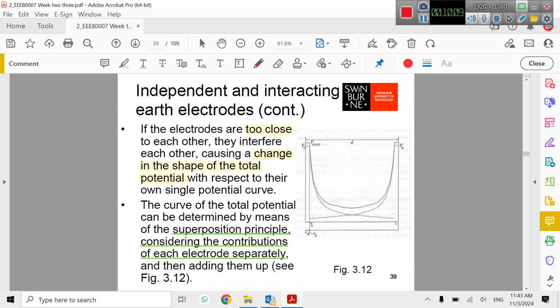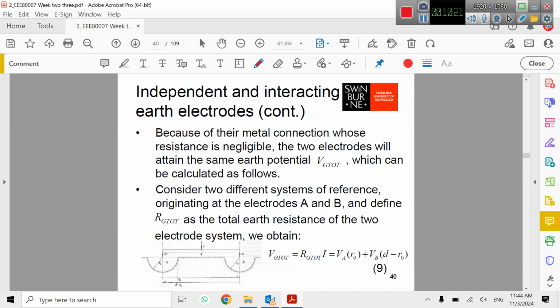For calculating the potential for two electrodes, we use the superposition principle, considering the contribution of each electrode separately. So you can see here the total ground voltage is the total ground resistance times current. Here we assume A as reference and B is considered as a part of A.